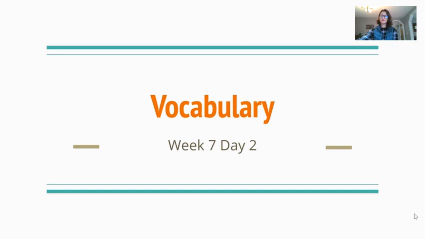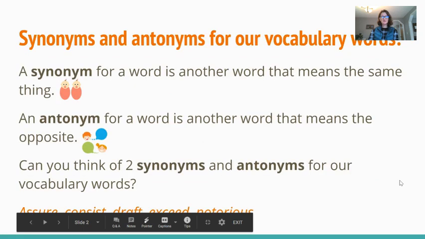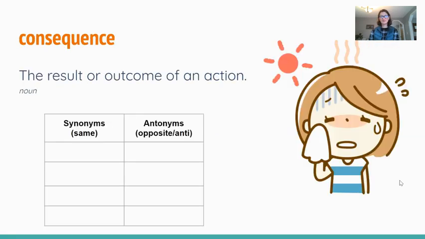So yesterday you were introduced to 5 new words, and today we're going to learn our synonyms and antonyms for those 5 words. Remember, a synonym for a word is another word that means the same thing, and an antonym is a word that means the opposite.